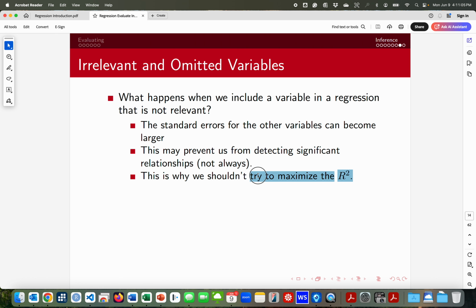So maximizing the R-squared can create some problems if you care about the hypothesis test for the particular coefficients. If your only objective is to make a prediction, it's not as big of a deal. But if your goal is to detect significant relationships between specific variables and the dependent variable, it can definitely create a problem.